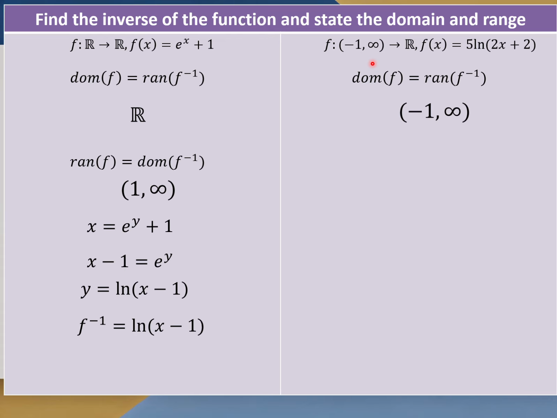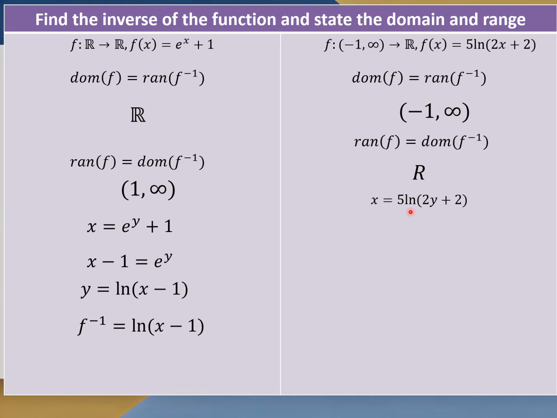The second, I need to look at the range of this current function, and the range is going to be all real numbers. So I'll just put an R. So now I need to use this relationship to help me go back the opposite way. So we're just going to rewrite 5 ln 2x plus 2, but instead of putting x here, we'll put y, and instead of y over here, we'll put x.